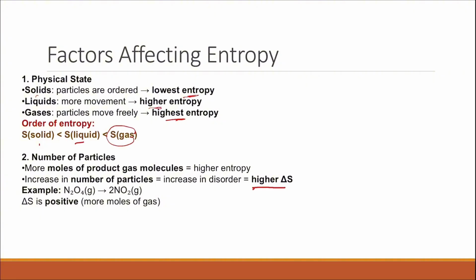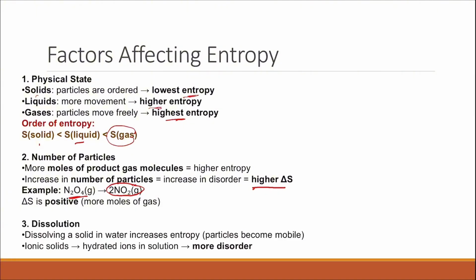For example, if you have N2O4 as a gas, that gives you two NO2 gas. You have two moles of gas in the product with one mole of gas as the reactant. Then the delta S here is going to be a positive value. There are more moles or more particles, so there will be more disorder and more stability.